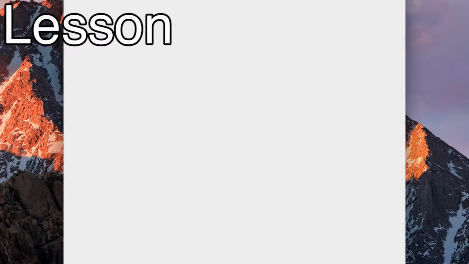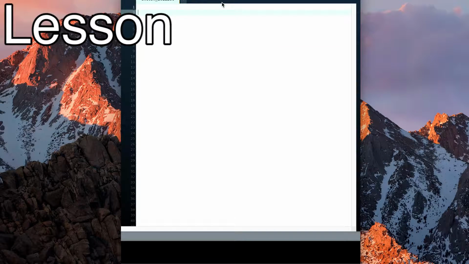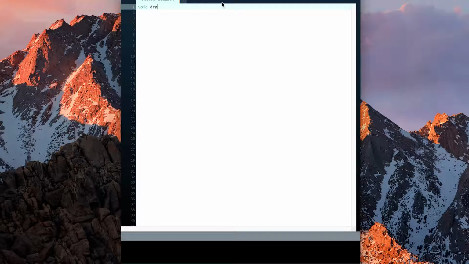Let's start a blank file. I'm going to quickly set up my program. There are 4 categories of variable separated into 2 different types. We have global and we have local.